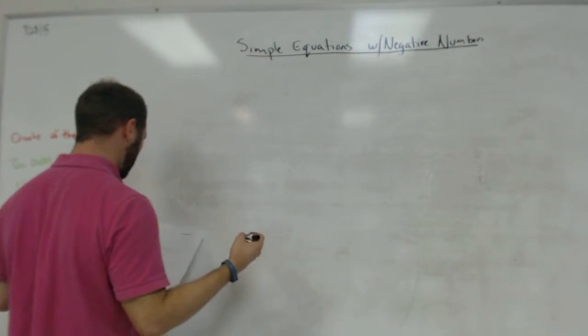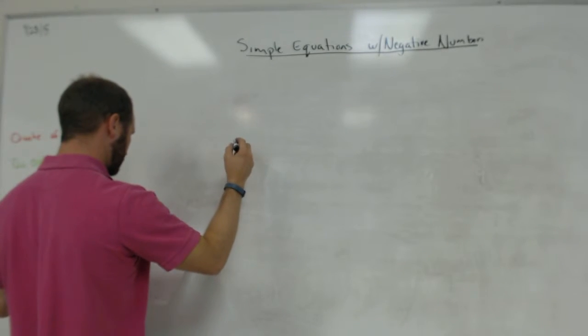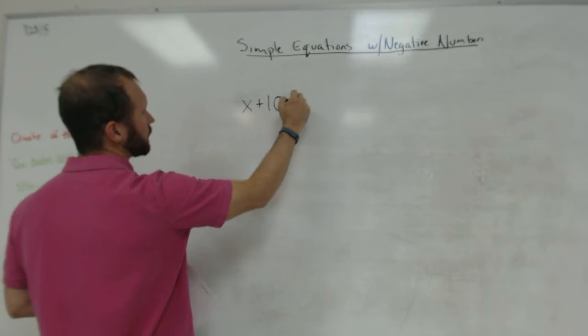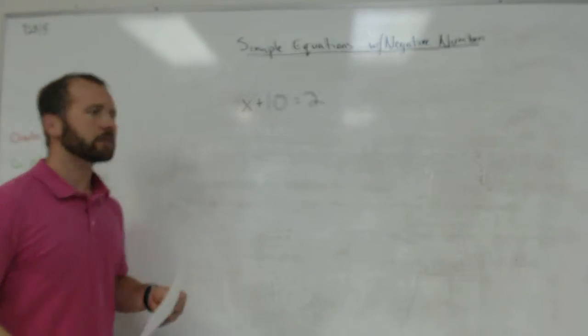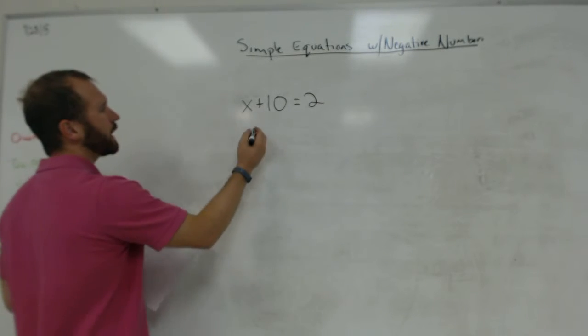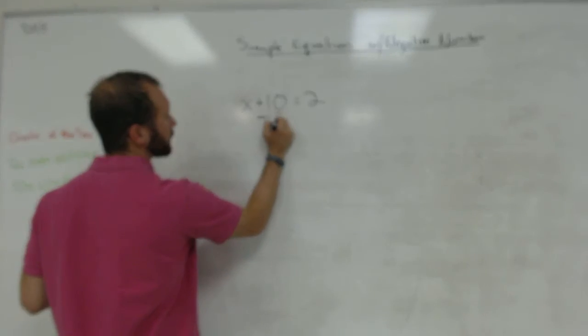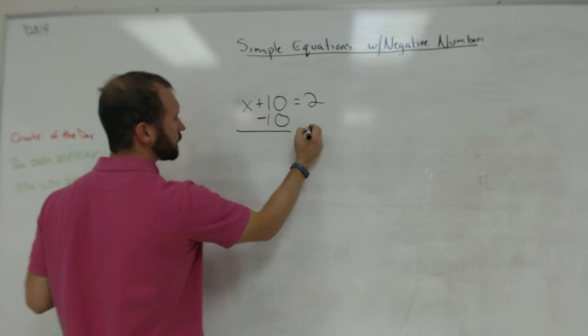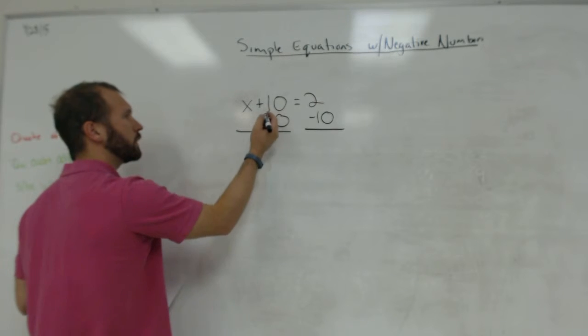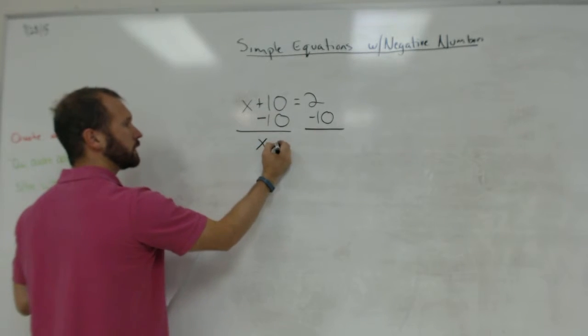So here's an example. What if I had x plus 10 equals 2? How do I get rid of that 10? Subtract 10. And if I subtract 10 on this side, do it to the other side. I have to subtract 10 on this side. x plus 10 minus 10 is x.